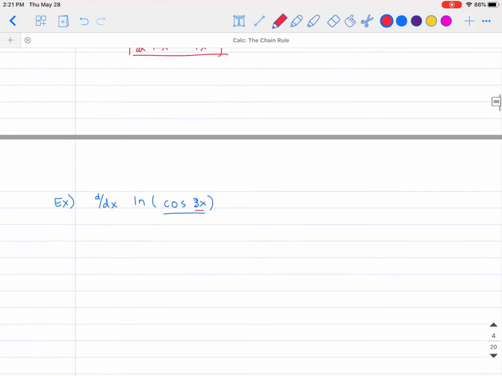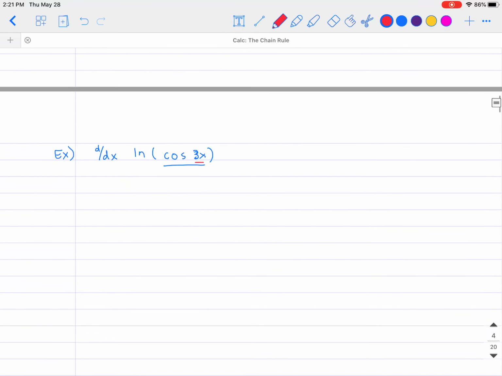So for the first part, I'm going to look at the outermost function, which is ln. According to what we just said, the derivative of ln is 1 over x. So the derivative of ln of cosine of 3x is going to be 1 over cosine of 3x, because that is my inside argument. Then I'm going to multiply by the derivative of the inner function. So let me write that out as one piece: the derivative of cosine of 3x.